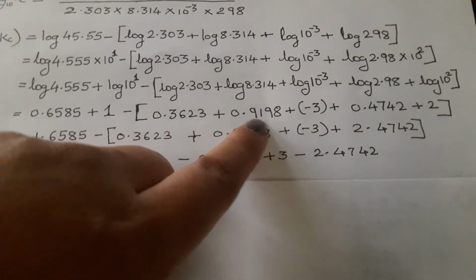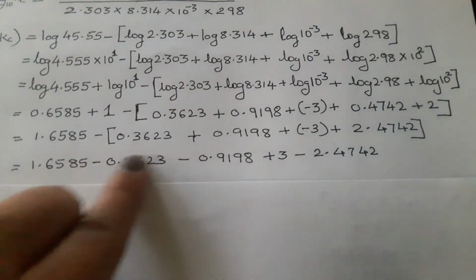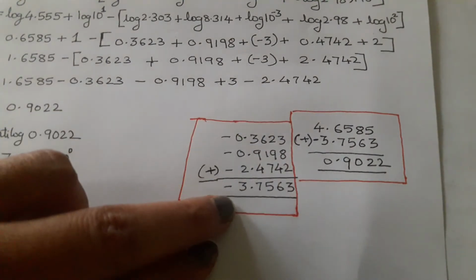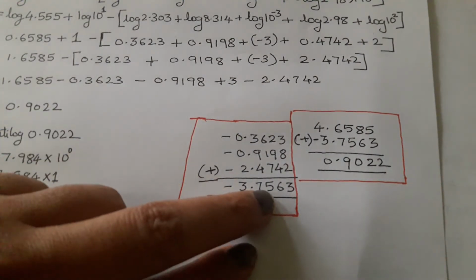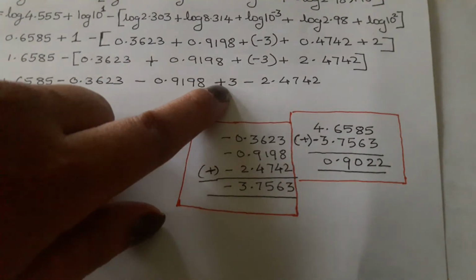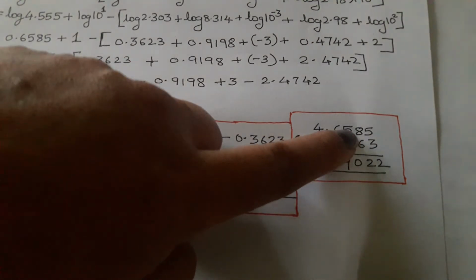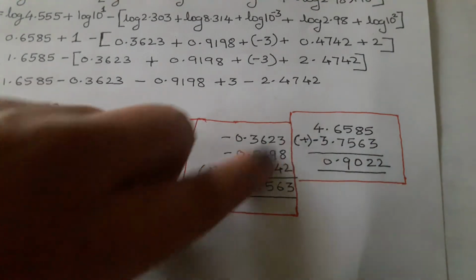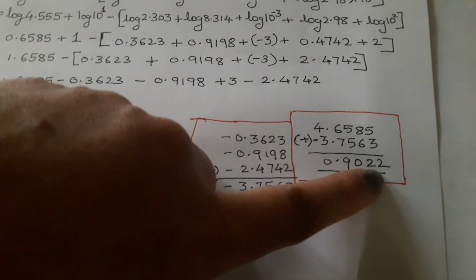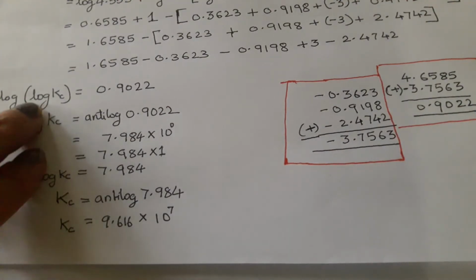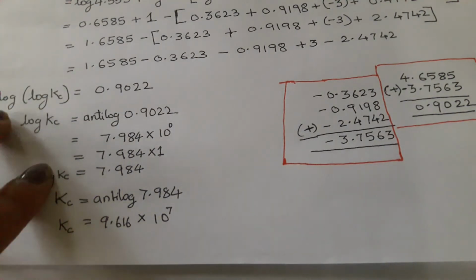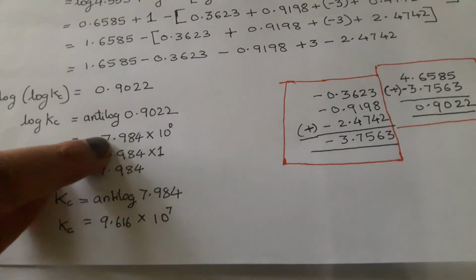Similarly, we find the log for all the remaining numbers, and then first we add all the numbers which have negative sign. We get the answer as minus 3.7563, and then whatever we get after adding those numbers with positive signs, we get 4.6585, and then we add these two numbers and we get our answer as 0.9022. So log of Kc is equal to 0.9022.